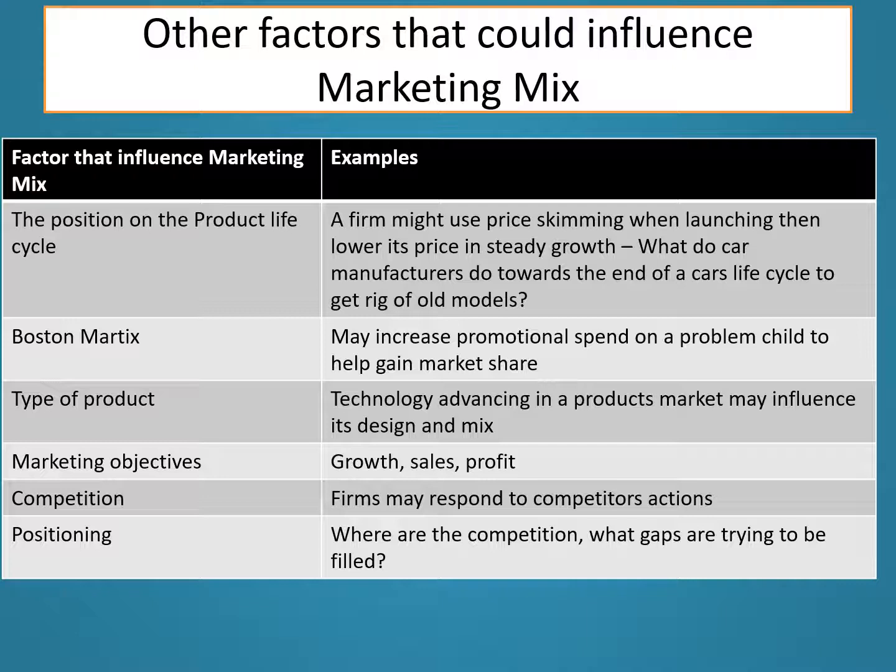We've got the Boston Matrix. So you may increase promotional spend on a problem child to help gain market share. Then there's the type of the product as well. So we've got technology advancing in product markets, which may influence the design and mix. Marketing objectives, is it sales, growth, profit? Competition, so if your competitors are doing something really good, you might try and copy them. Then positioning, so where is the competition? What gaps could be filled?